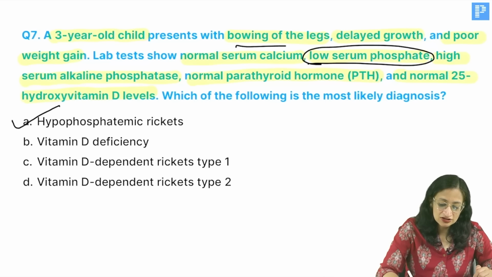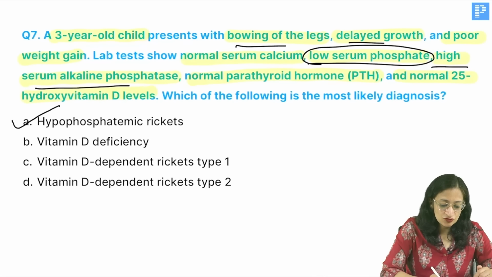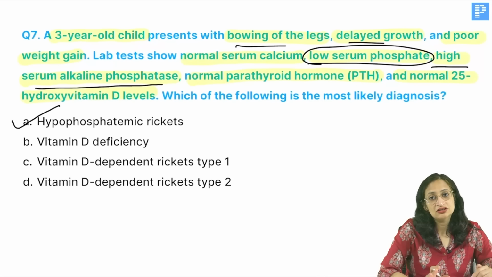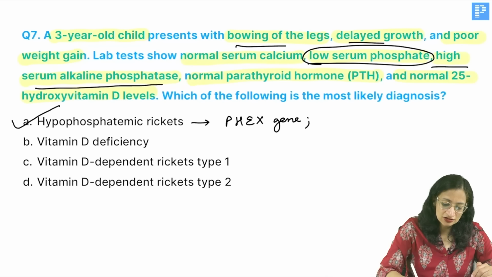You have bowing of legs, delayed growth, so they are clinical features of rickets. Elevated serum alkaline phosphatase level again is a feature of rickets, right? Hypophosphatemic rickets, the gene involved is the PHEX gene on the X chromosome and it is one of the very few disorders with X-linked dominant inheritance.